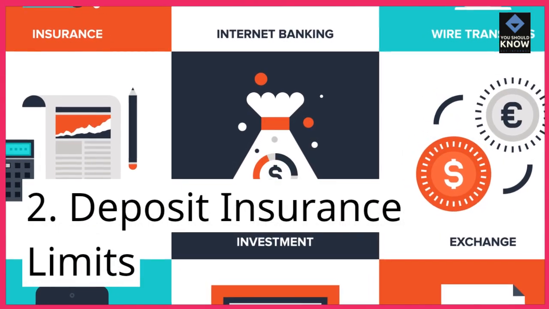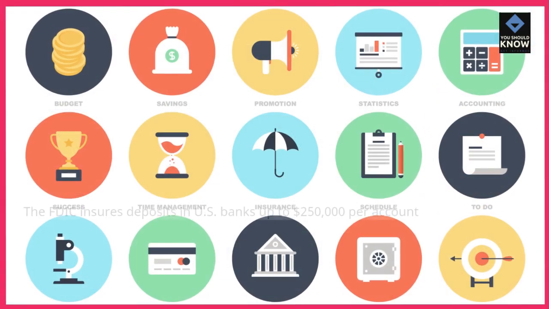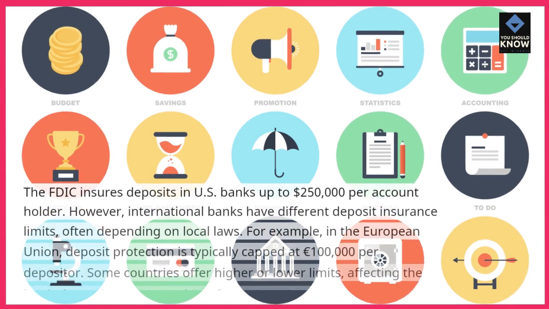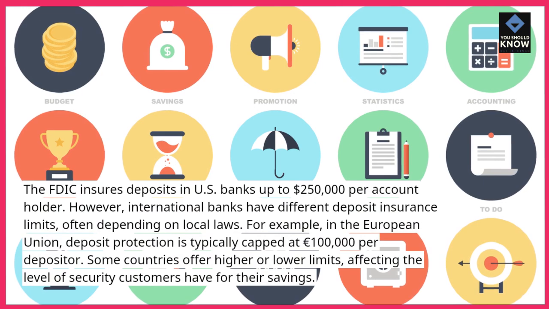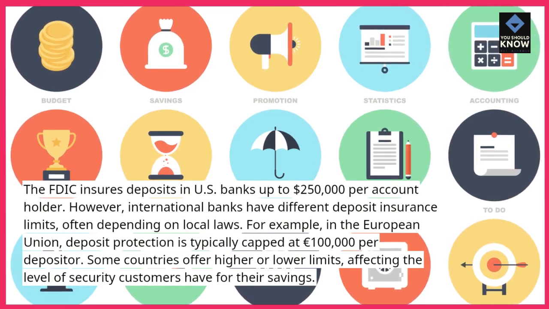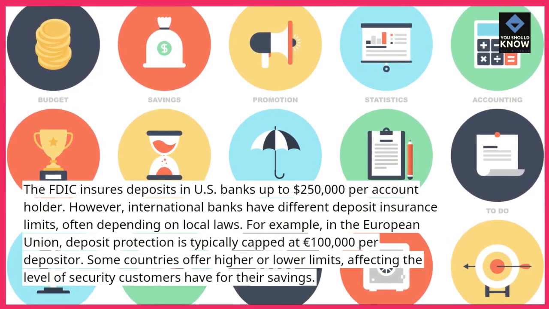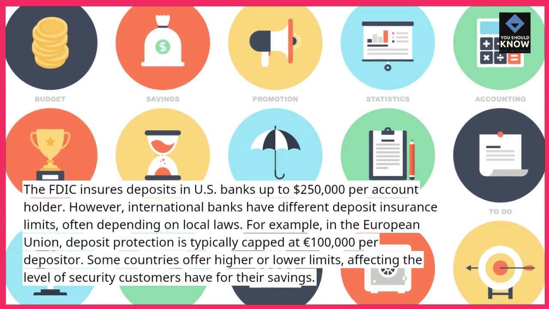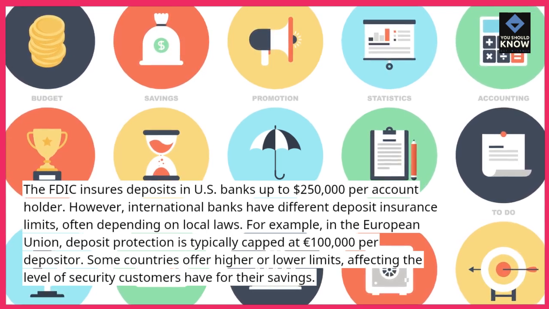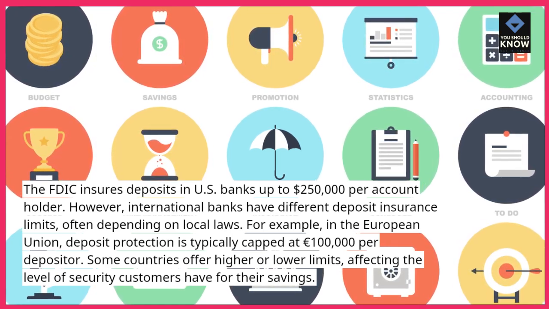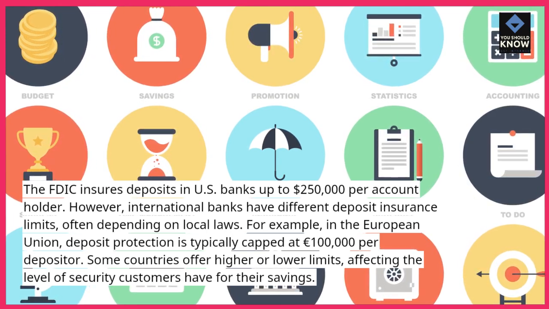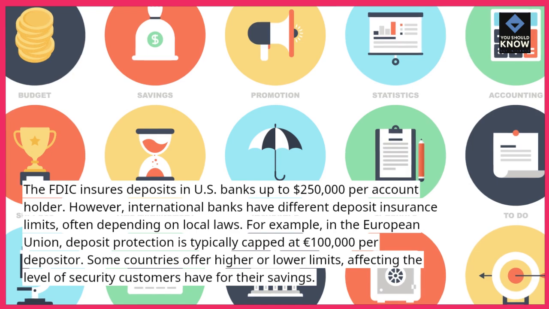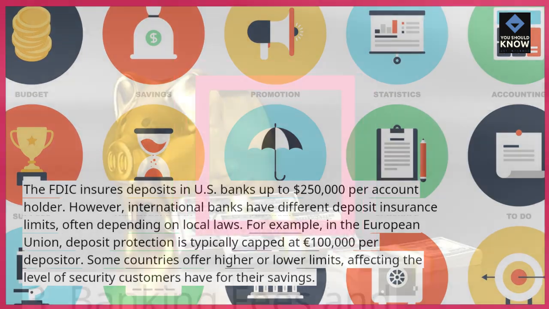2. Deposit insurance limits. The FDIC insures deposits in U.S. banks up to $250,000 per account holder. However, international banks have different deposit insurance limits, often depending on local laws. For example, in the European Union, deposit protection is typically capped at €100,000 per depositor. Some countries offer higher or lower limits, affecting the level of security customers have for their savings.